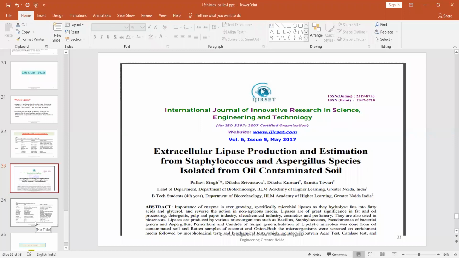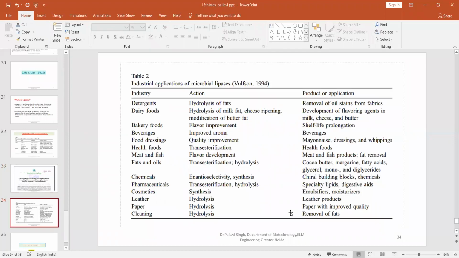Citric acid I have discussed. And these are the applications of how we use lipases. We use them for the removal of oil. We use them in the beverage industry. We use them in meat for flavor development. We use them in cosmetics for synthesis, in the leather industry, paper, and cleaning. You can go through the slide to see the various applications.